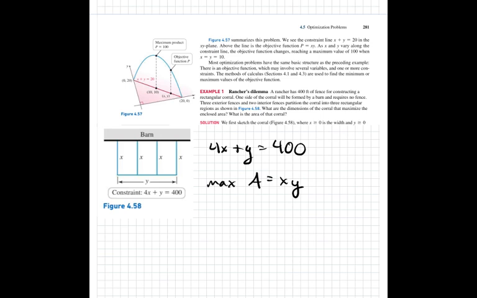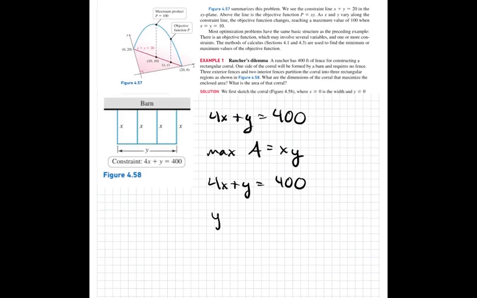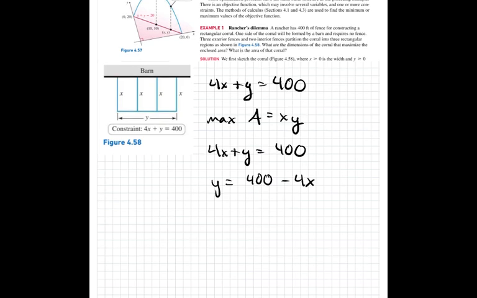So from the constraint, if we have that 4x plus y equals 400, let's solve for y. So then y is going to be 400 minus 4x, right? Then let's take this and put it into our area function. So now at this point, we can express the area only in terms of x, and that's going to be x times y, but y is 400 minus 4x, right? So now we have the area in terms of one variable, right?